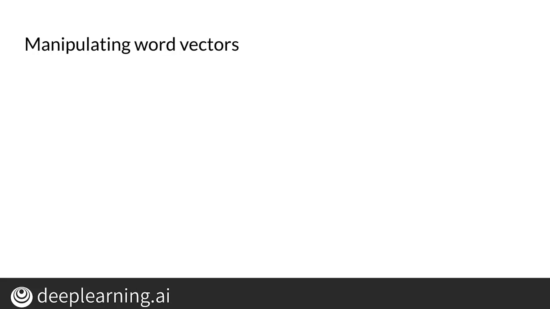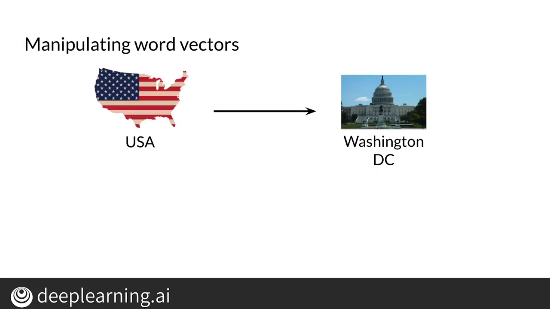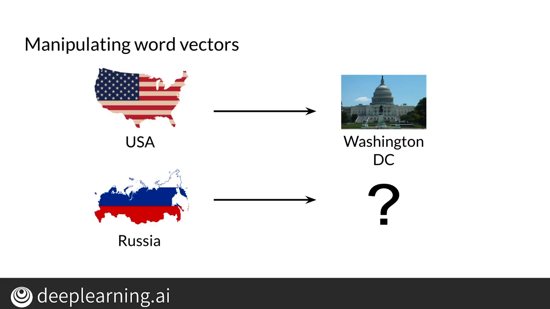Suppose that you have a vector space with countries and their capital cities. You know that the capital of the United States is Washington, D.C. And you don't know the capital of Russia, but you'd like to use the known relationship between Washington, D.C. and the USA to figure it out. For that, you'll just use some simple vector algebra.